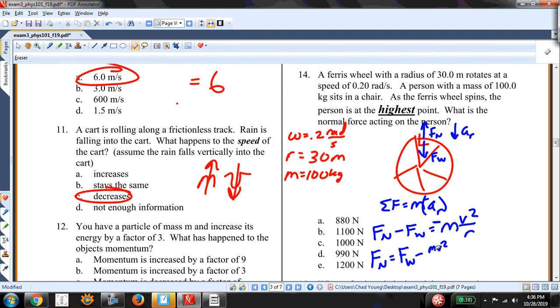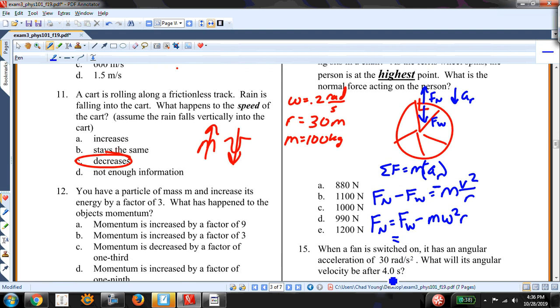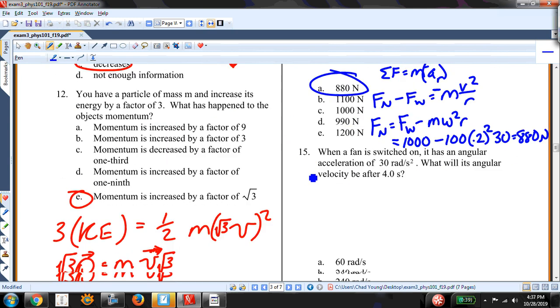Or, since I have omega, I'm going to write it differently. I'm going to write it as m omega squared r. Remember, we had two alternate expressions for the centripetal force or the centripetal acceleration. The weight is 1,000 minus 100 times omega squared, that's 0.2 squared times r, which is 30, and that's equal to 880 newtons.